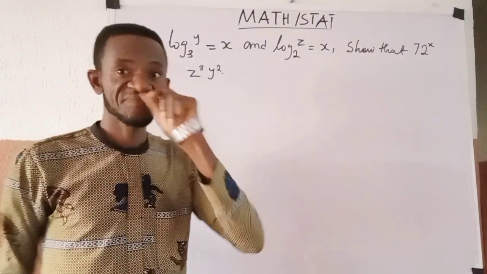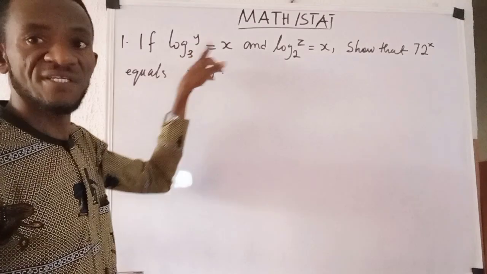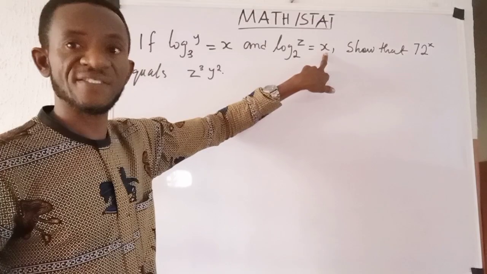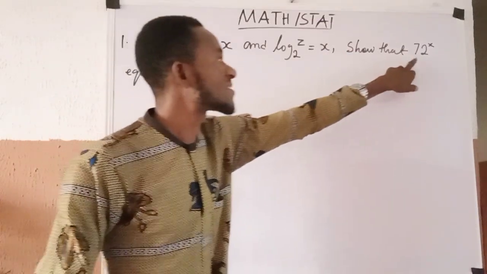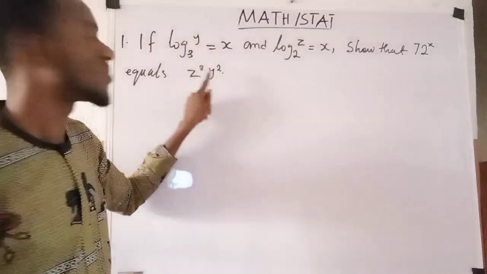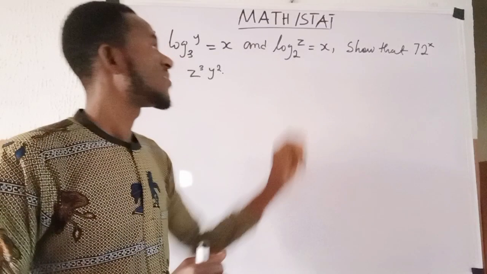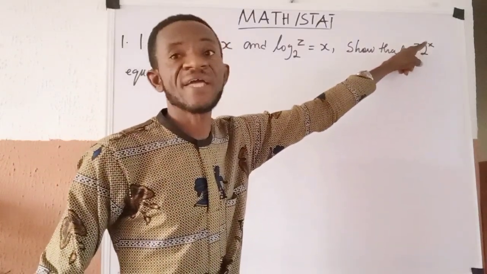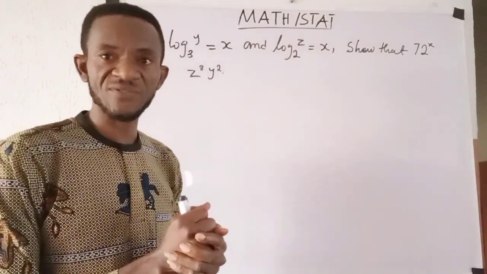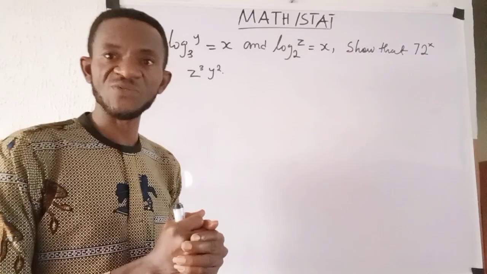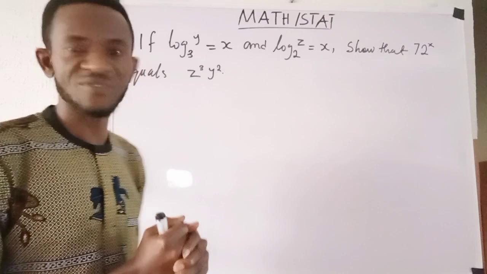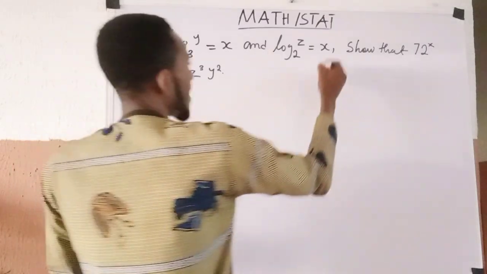Question number one says if log y base 3 is given as x and log z base 2 is given as x equally, we should show that 72 raised to power x is equal to z raised to power 3 y raised to power 2. That is finding the value of 72 raised to power x in terms of y and z. That's what the question is talking about. So we go about to provide a solution to it. The knowledge of indices and logarithms is very much important in this kind of problem. So permit me to divide this board this way.